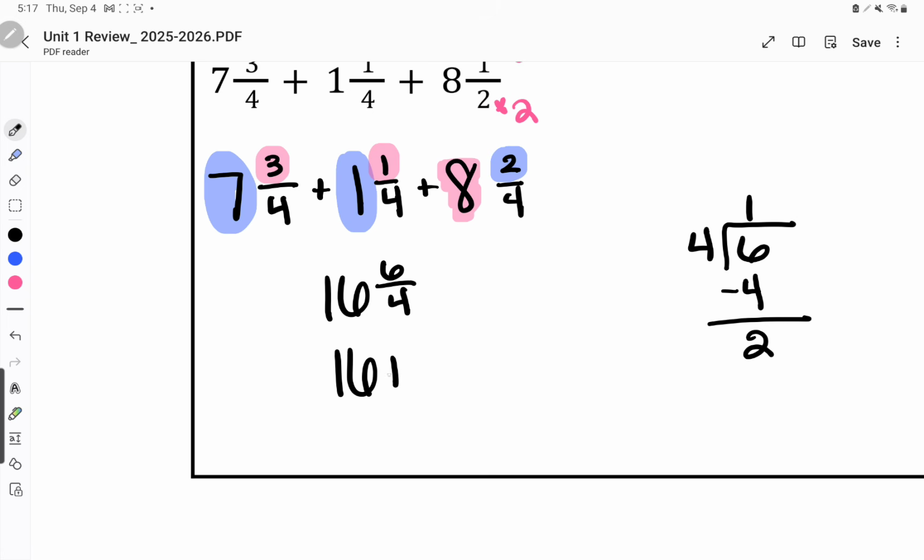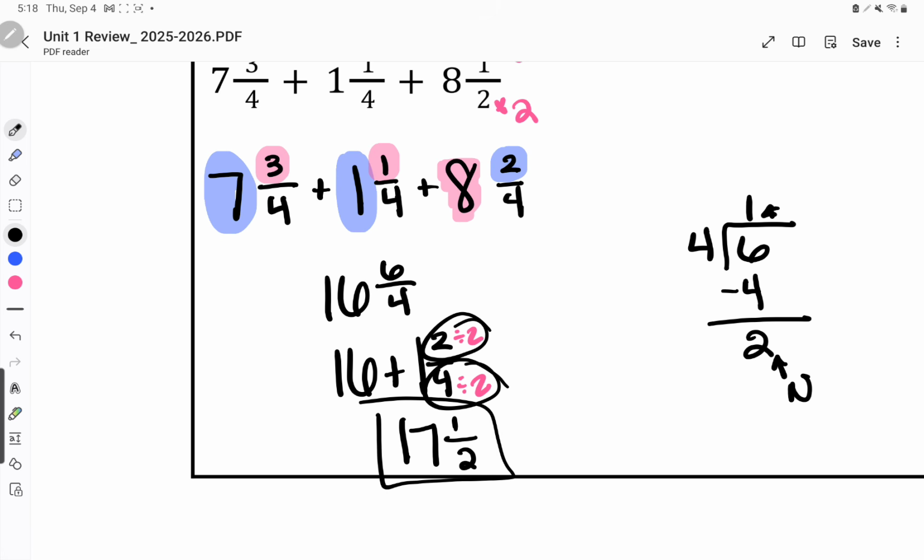So we have 16 plus 1 as a whole number, and 2 is the numerator over 4. You can simplify 2/4 because they're both divisible by 2. 16 plus 1 gives us 17. Then 2 divided by 2 gives us 1, and 4 divided by 2 gives us 2. So that's 17 1/2.